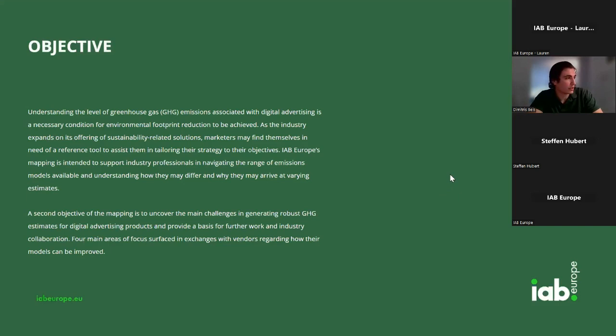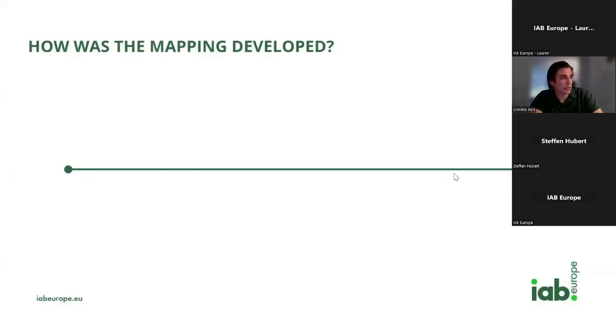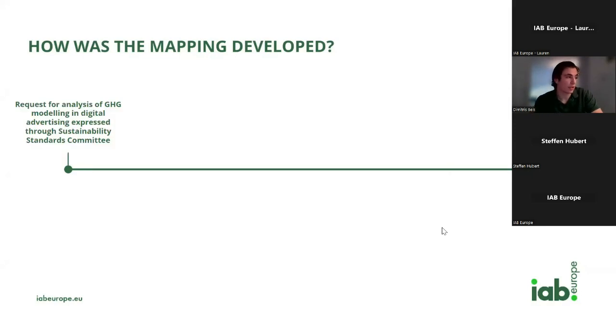Moving on to the next slide, which is essentially a description of the process behind the mapping's development. As a first step, the Sustainability Standards Committee decided that it wanted more work to be done to facilitate transparency when it comes to the various greenhouse gas models, as well as understand where there may be key bottlenecks preventing them from a higher level of quality and accuracy.